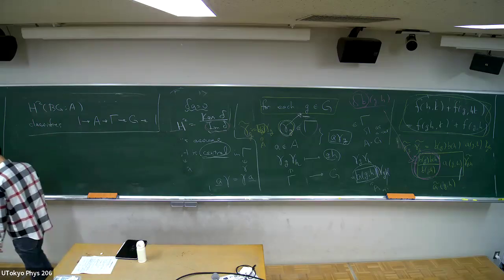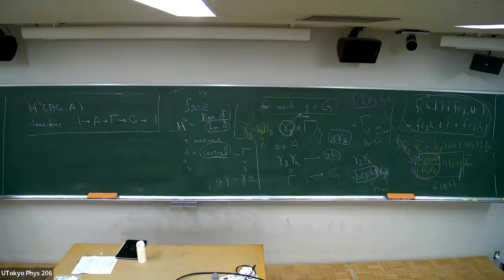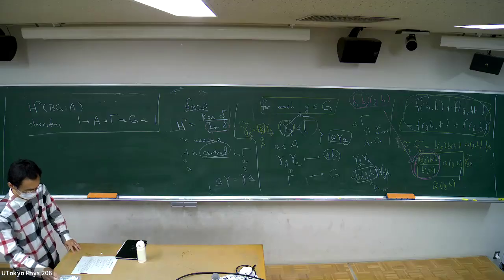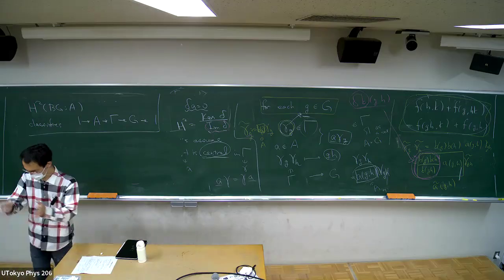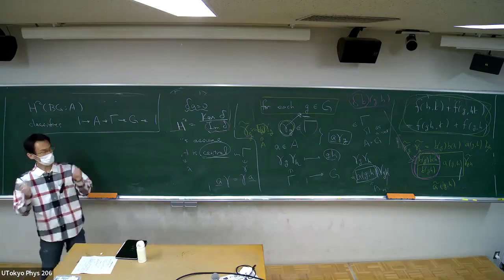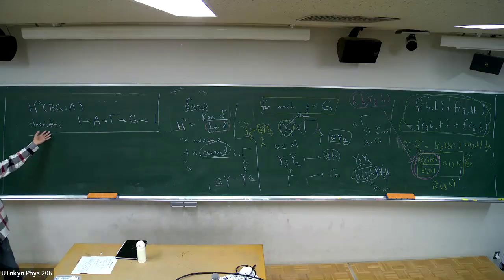So this is kind of intriguing, right? We introduced BG as a space which classifies G bundles. And we applied the machinery of the cohomology groups we introduced in the last semester to that space. And we got something very algebraic. And we computed it explicitly for H1. It turned out to be just homomorphisms. And for H2, it classifies this central extension.